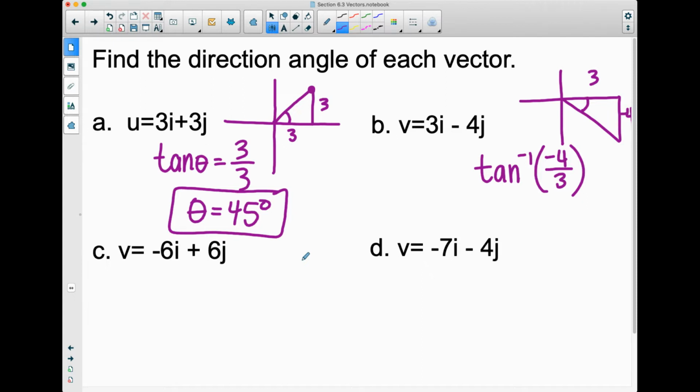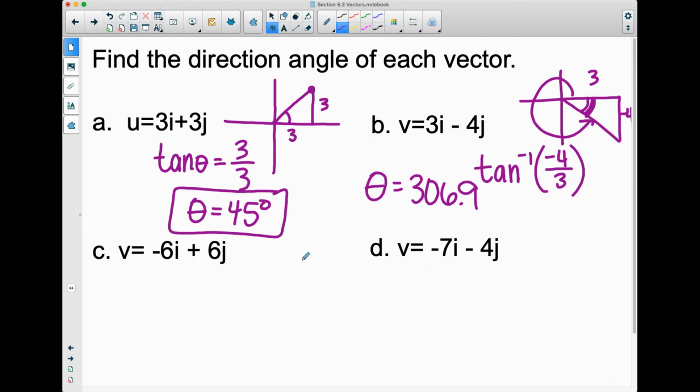So the calculator gives you negative 53. I said no negative angles, so what do we do? Add 360. So theta is 306.9, or whatever they asked you to round to. Yes, that is accurate, that is negative 53, but again, where we're located, that's what we have to keep in consideration.